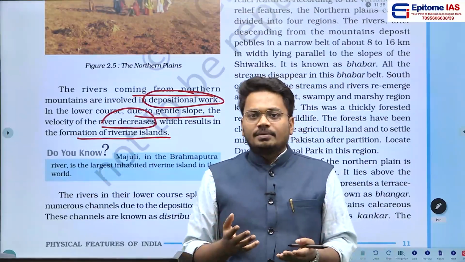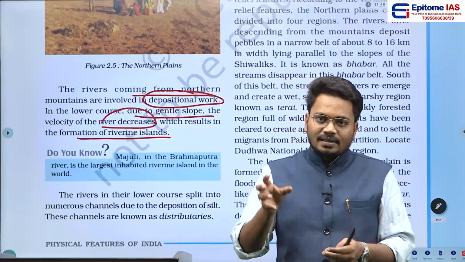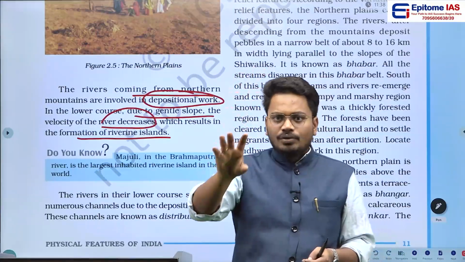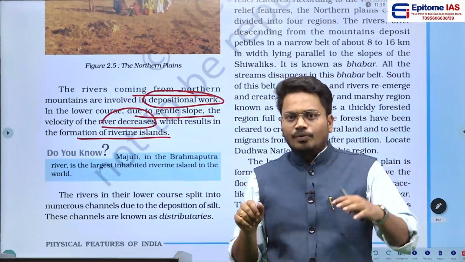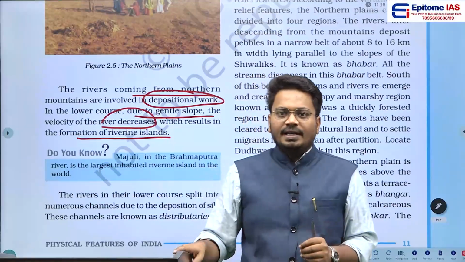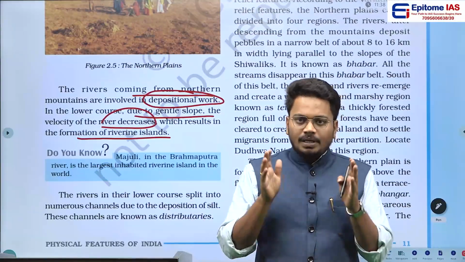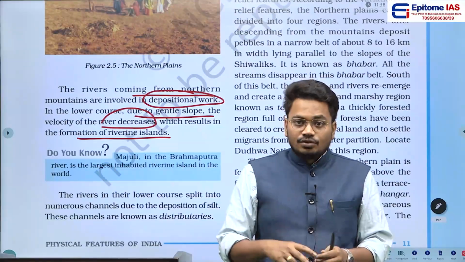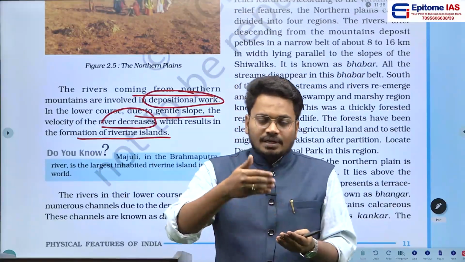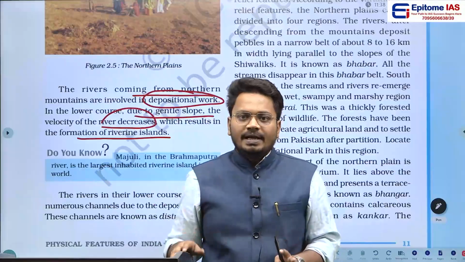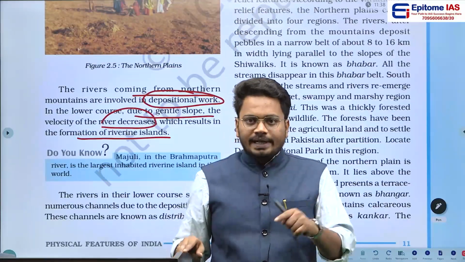What is meant by origination point? Obviously, when a river is starting from any mountain, what happens? The slope would be very high, the gradient would be very high, right? So because of that, obviously water would be flowing with a high velocity. So whenever this river is reaching the plain areas, right, then what happens?